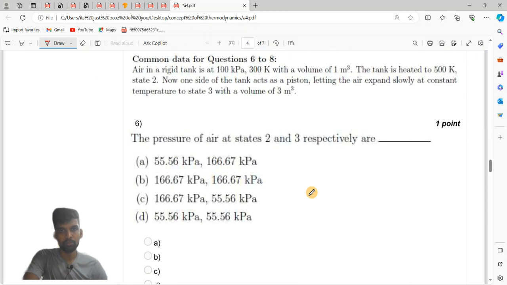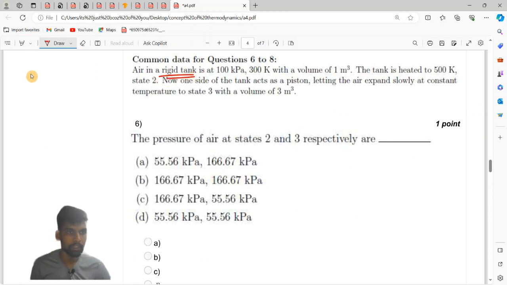Then next question. So air is in a rigid tank. This is an important word. Rigid tank means change in volume will not be there. So change in volume will be equal to 0.